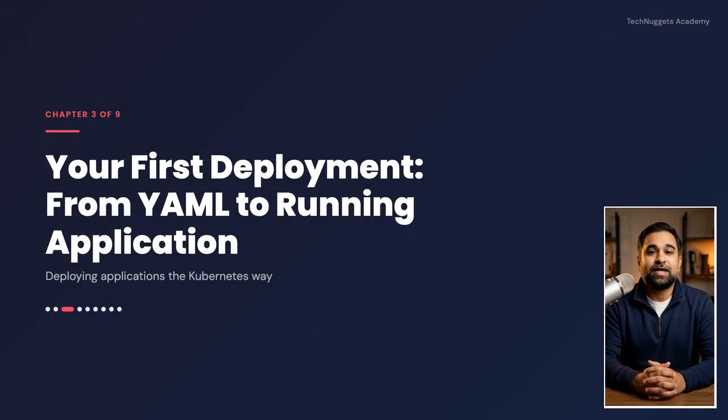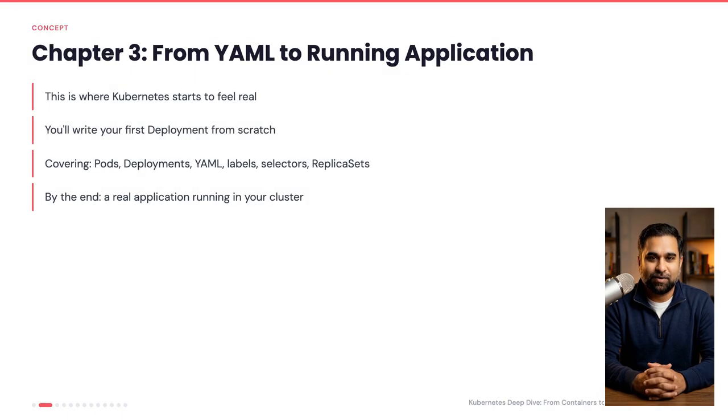This is chapter 3, and I'm genuinely excited about this one because this is the chapter where everything starts to feel real. In chapter 2, we explored the architecture of Kubernetes. We talked about the control plane, worker nodes, etcd, the API server, all those components working together behind the scenes. That was important foundational knowledge, but let's be honest, it was pretty theoretical. Today we get our hands dirty.